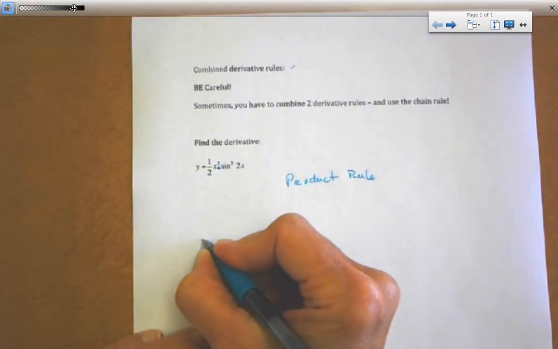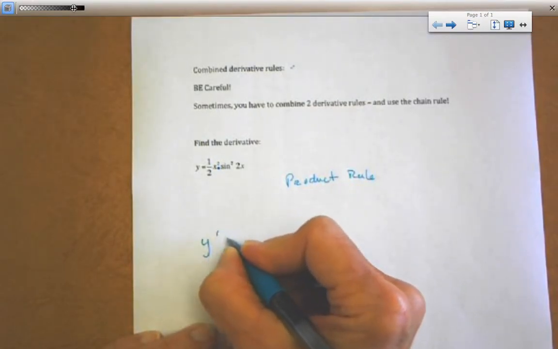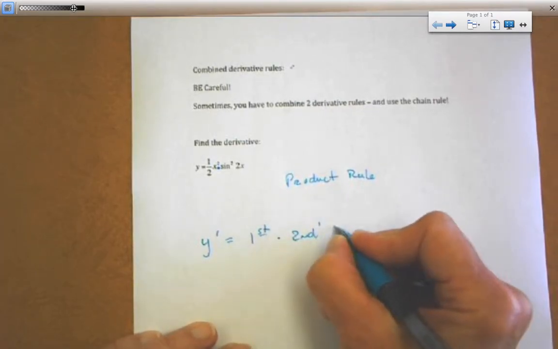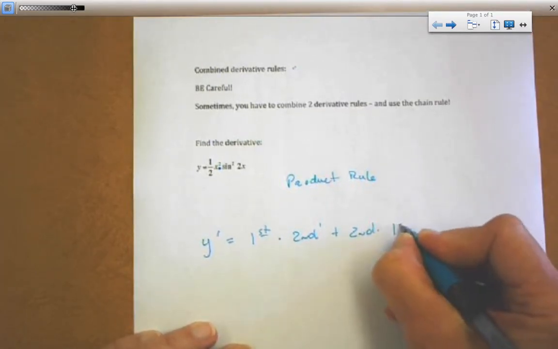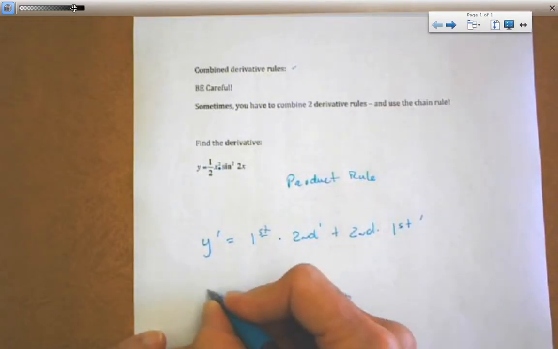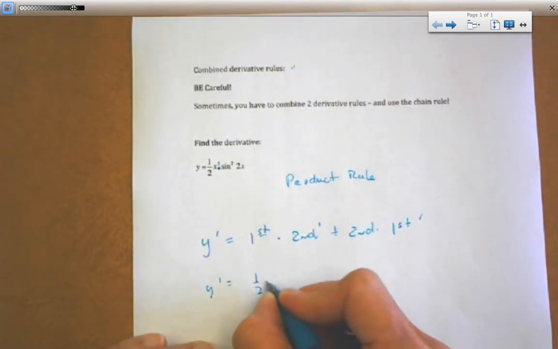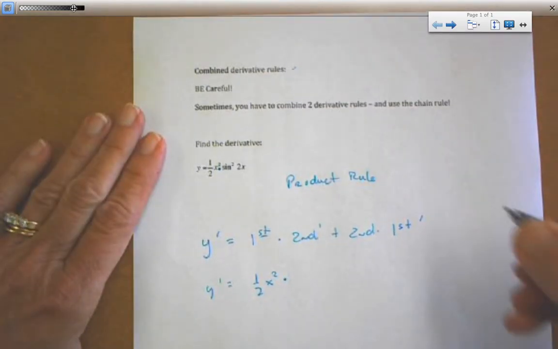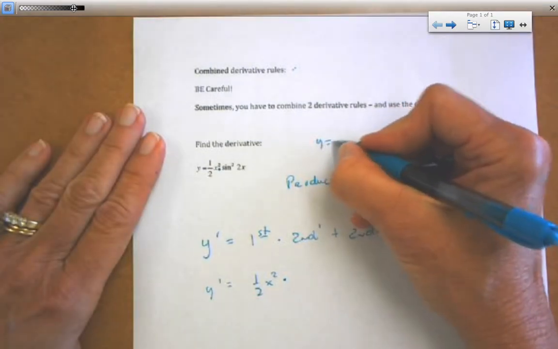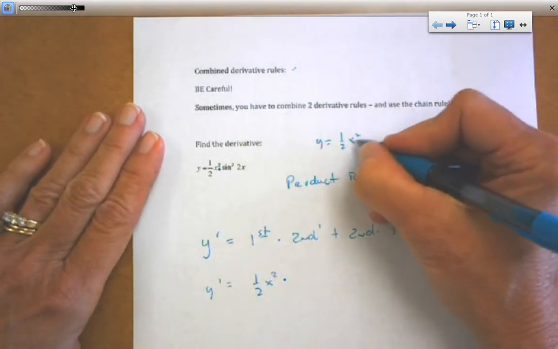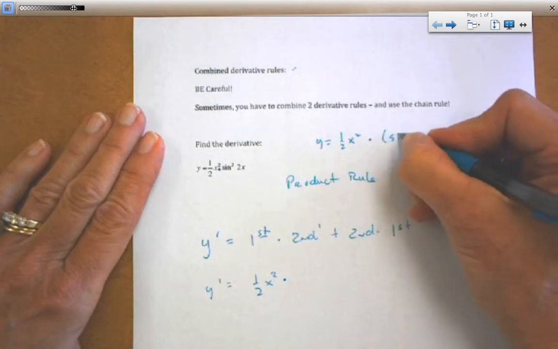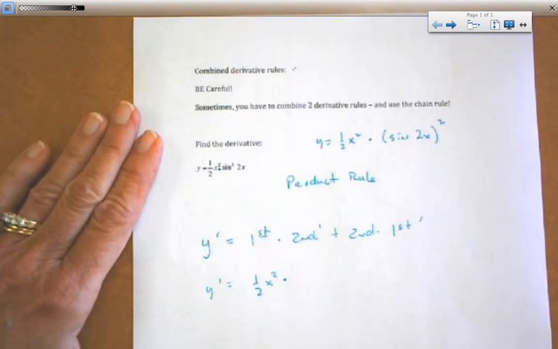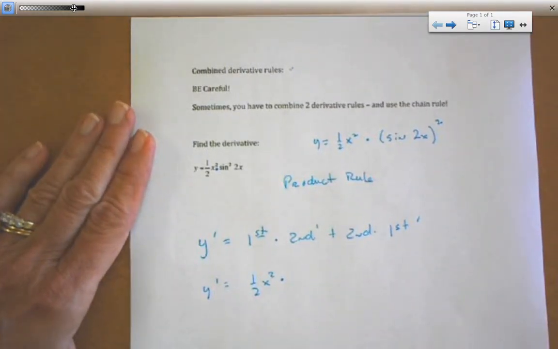All right, so here we go. I'm going to remind myself that it's the first times the derivative of the second plus second times the derivative of the first. All right, here we go. Y prime is 1/2 x squared times, ooh, I better rewrite this function up here so that it becomes evident where the inner and outer function is. This really says 1/2 x squared times sine 2x squared. So it's going to be one of those long chain rule problems.